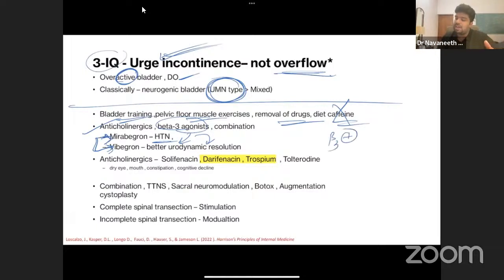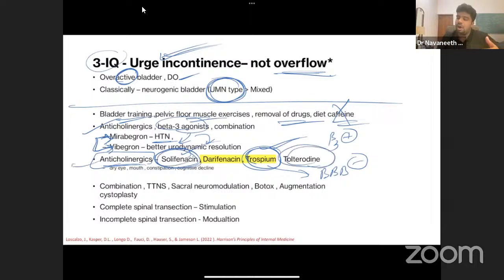The other class, which causes side effects but is extremely efficacious also, is anticholinergics. Here, trospium and solifenacin, please remember. Trospium and darifenacin don't cross the blood-brain barrier, so they might not have that cognitive fogging. So trospium is very much used, a very much better drug in the anticholinergic category, and tolterodine. So tolterodine and solifenacin are all anticholinergics that you can use. Okay. So combination therapy is next. If it doesn't work out, you're going to do a combination of solifenacin plus mirabegron, or you're going to give transtibial nerve stimulation. Transtibial nerve stimulation, please remember it is the tibial nerve.